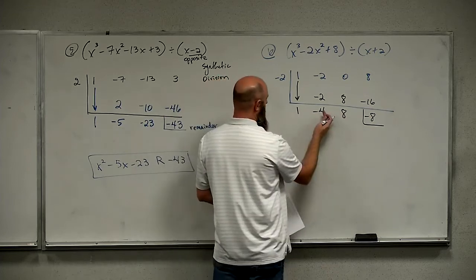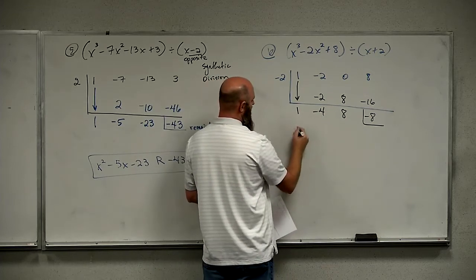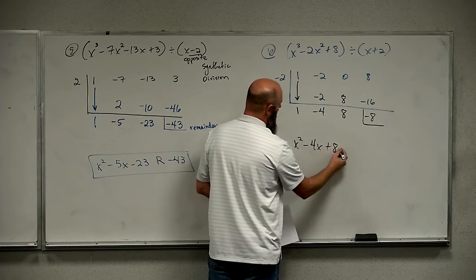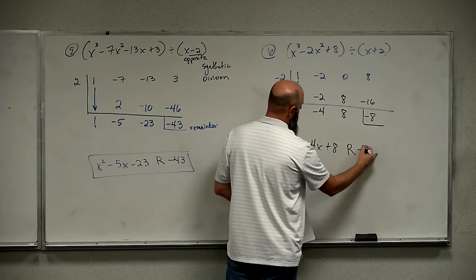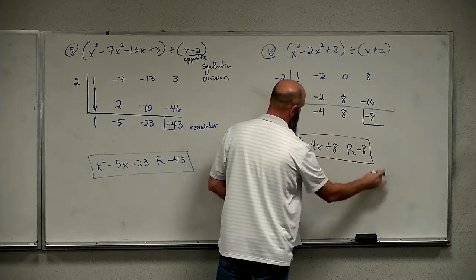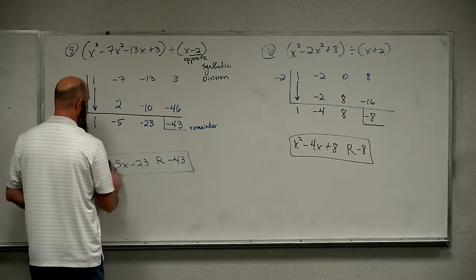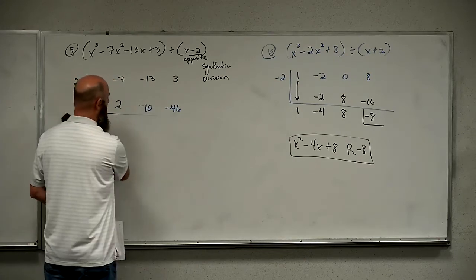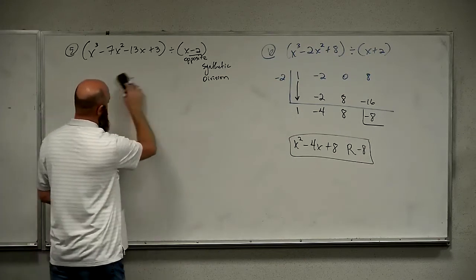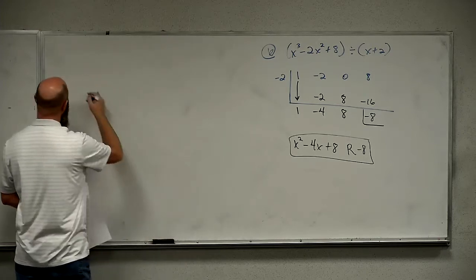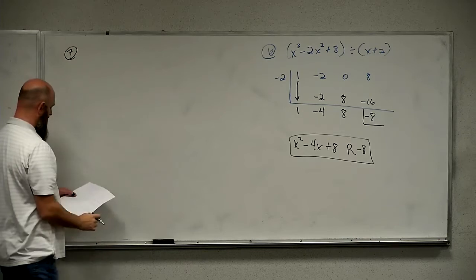Again, this is 0, 1, 2, so this is x squared minus 4x plus 8, the remainder of negative 8. So you can see, I really do like synthetic division better when I can use it. It's pretty straightforward. We can follow that process, but it is a new process. So be careful with that.